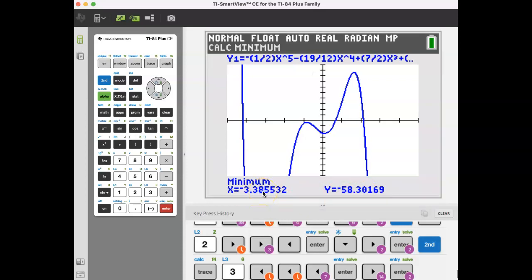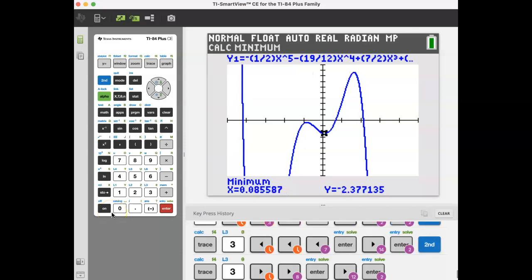Remember, what is the minimum and where does it occur? All right, so write that down on your warm-up, please. Find that second minimum, pause the video, and then come back and check with me. All right, hopefully you found your second minimum was, or is, negative 2.38 at x equals 0.09.